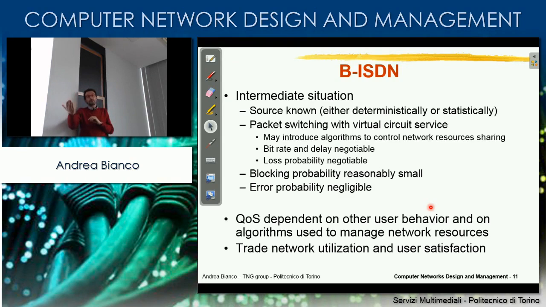On the other hand, suppose that you add algorithms, control algorithms.